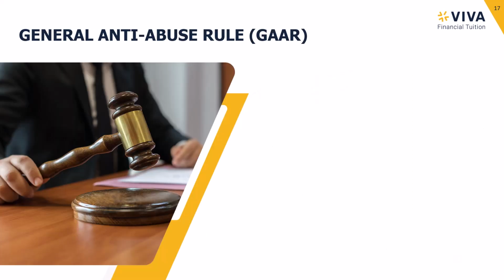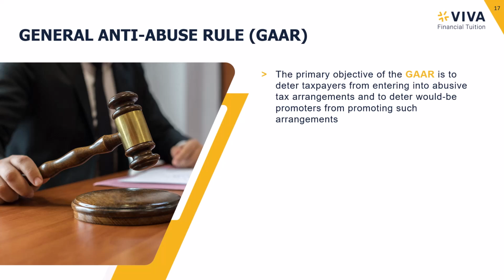Now we're going to have a look at the general anti-abuse rule. The primary objective of the general anti-abuse rule is twofold. Firstly, it is there to act as a deterrent to taxpayers and stop them from entering into abusive tax arrangements. Secondly, it is also there to act as a deterrent to scheme promoters, that is individuals or companies or firms that promote abusive tax arrangements. So they try to sell the use of these tax arrangements to taxpayers. So it's a deterrent to the taxpayer themselves and also to the scheme promoters.